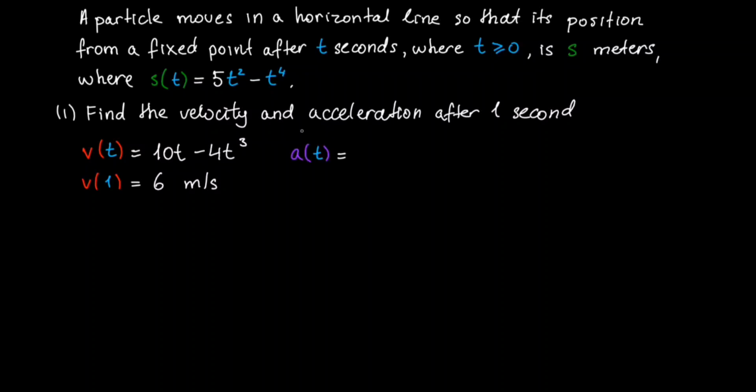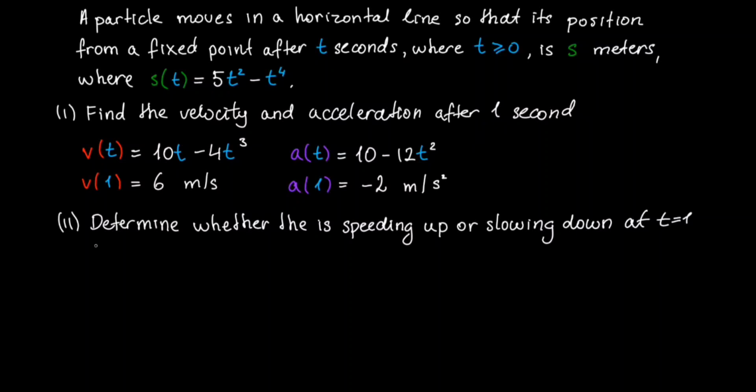Next up, to find the acceleration function, we have to do the derivative of the velocity, or the second derivative of displacement. In our case, we would get 10 minus 12t squared. And then, to determine the acceleration after 1 second, you plug t equals 1 into the acceleration function, and we get negative 2. The unit here is going to be meters per second squared.